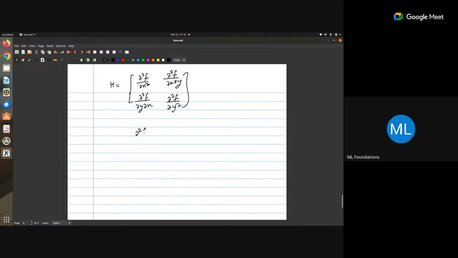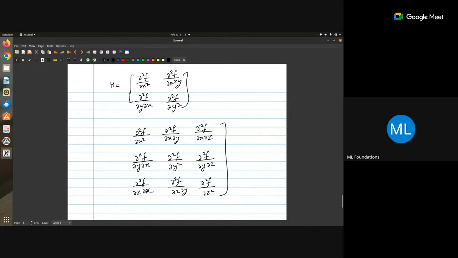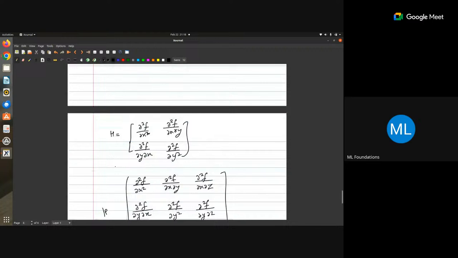Three dimensions, it will be del 2f upon del x square, del 2f upon del x del y, del 2f upon del x del z, right? Here it is del 2f upon del y del x, del 2f upon del y square, del 2f upon del y del z, del 2f upon del z del x, del 2f upon del z del y, del 2f upon del z square. This is the Hessian matrix for three dimensions. So I'll try to solve it for you. Let's say f is equal to x square y, which is our problem, right?